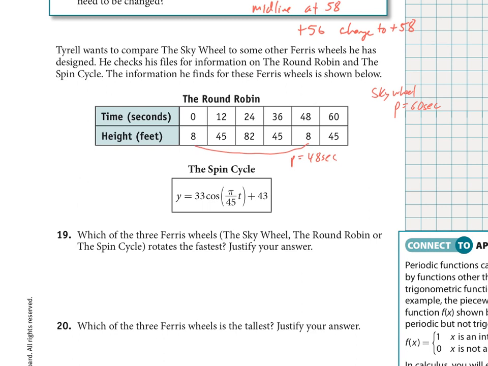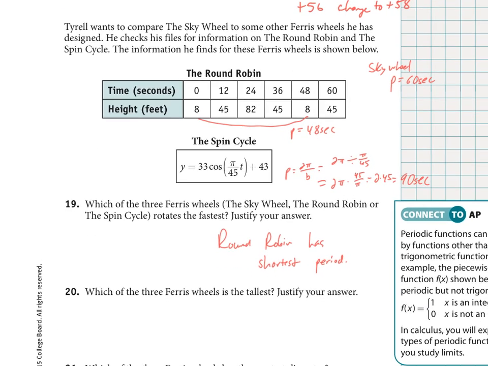And here, remember, our period is 2 pi over b for the spin cycle, so that's 2 pi divided by pi over 45, which becomes 2 pi times 45 over pi. So that's 2 times 45, or 90 seconds for its period. So which one's rotating fastest? 1 revolution per 60, per 48, per 90. Round robin has the shortest period, so it is spinning the fastest. It makes 1 revolution every 48 seconds.